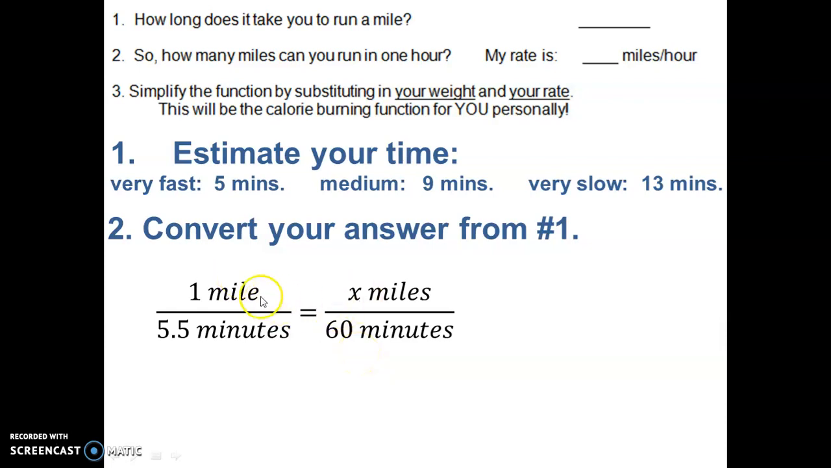To solve a proportion like this, we can cross multiply, so I can do 5.5 times x and 1 times 60. So I have 5.5x equals 60. Again, for you, that'll be a different number here. And then I divide by 5.5, and I have a rate of 10.9 miles per hour. That is my rate or my speed. You should have your own unique one here. If you had a long time here, then you'll have a small number here. If you had a very quick time here, you'll have a bigger number here.